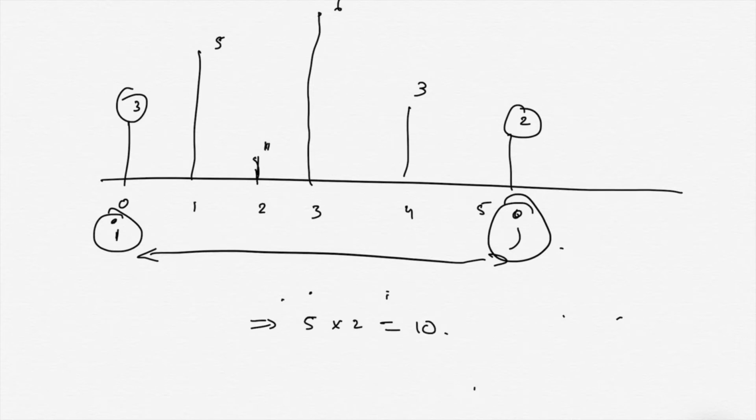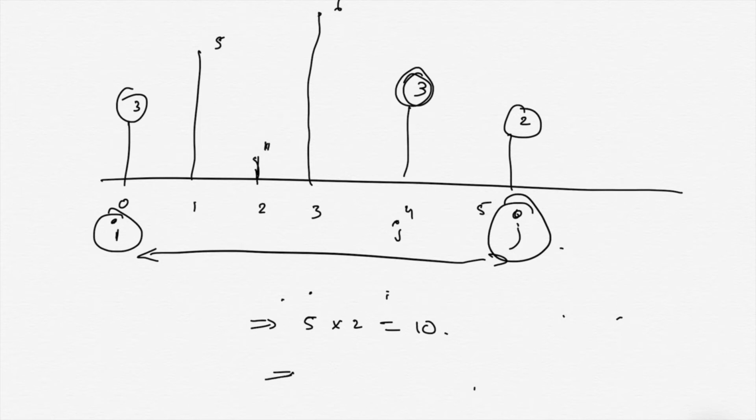Now the next thing you have to do is, among these two pointer values, check which one is less. So here 2 is less. Then move the j's position. So reduce the j's position. So j will come here and j's new value will be 3. So now calculate the area.